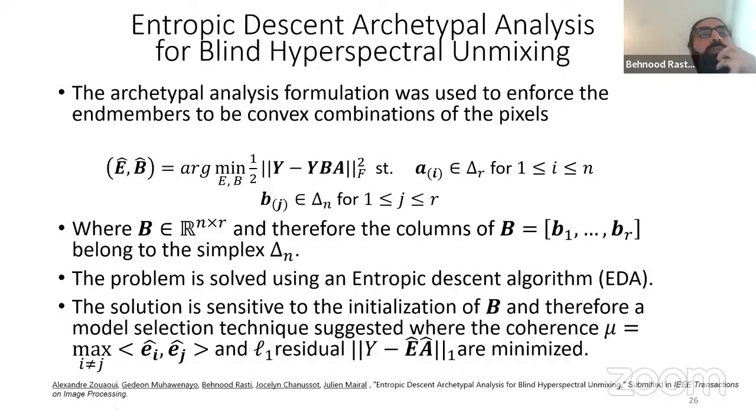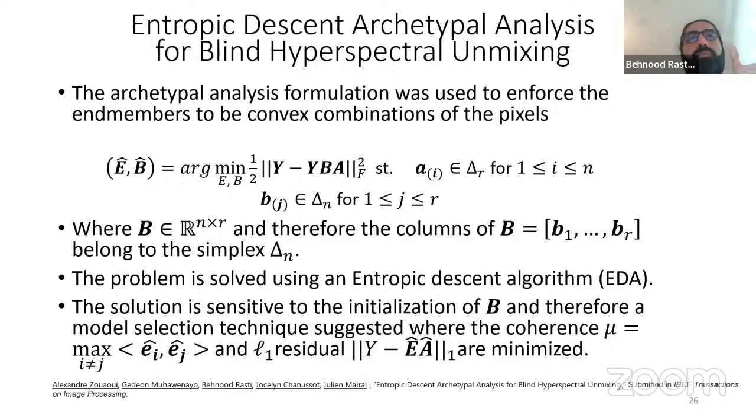You can use a typical archetypal analysis formulation to enforce the end members to be a linear combination of your pixels. As you see here, instead of end members, we put Y times B, where the columns of B belong to the simplex. We use an entropic descent algorithm to solve this problem, and it can be solved pixel-wise, and therefore is very efficient.